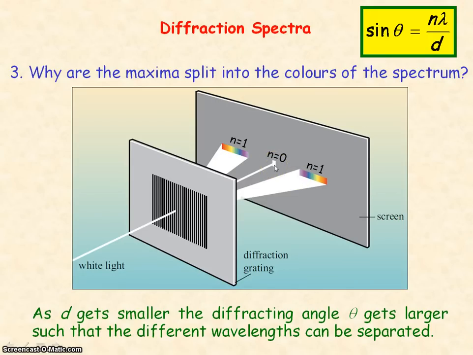It's important to note that the central maximum is white, and that's because all the colours of light reaching this point will have an overall path difference of zero, so all the colours will meet in phase and interfere constructively to add together to produce white light.